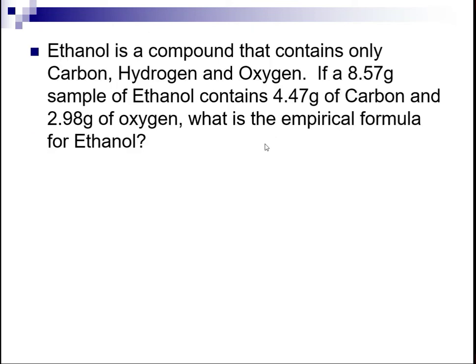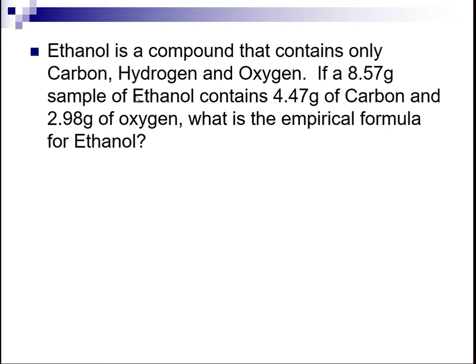Let's try it. So ethanol is a compound that contains only carbon, hydrogen, and oxygen. This is a very common way to actually determine an empirical formula: you measure a mass. So the sample in the beginning is 8.57 grams, and then I break it down, decompose it, and I get that there's 4.47 grams of carbon and 2.98 grams of oxygen.